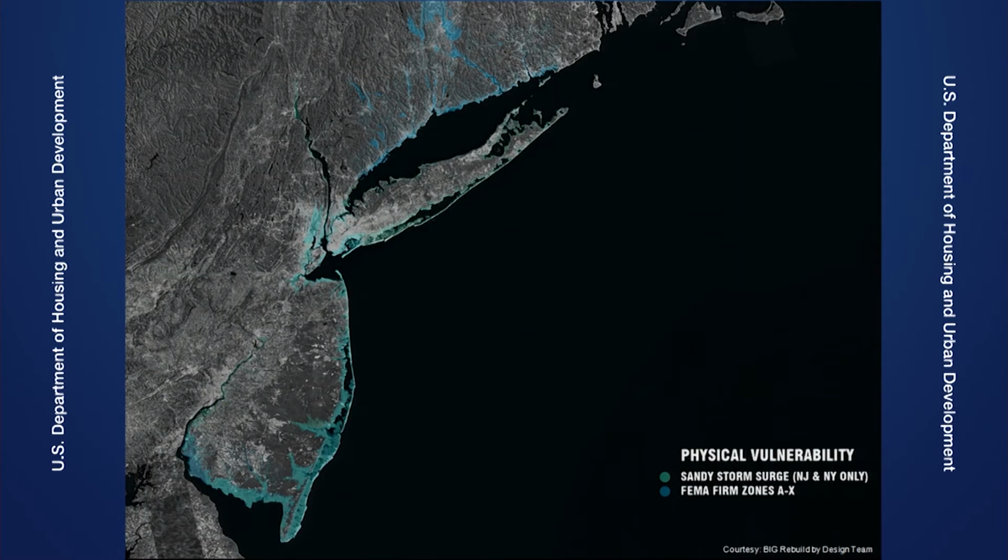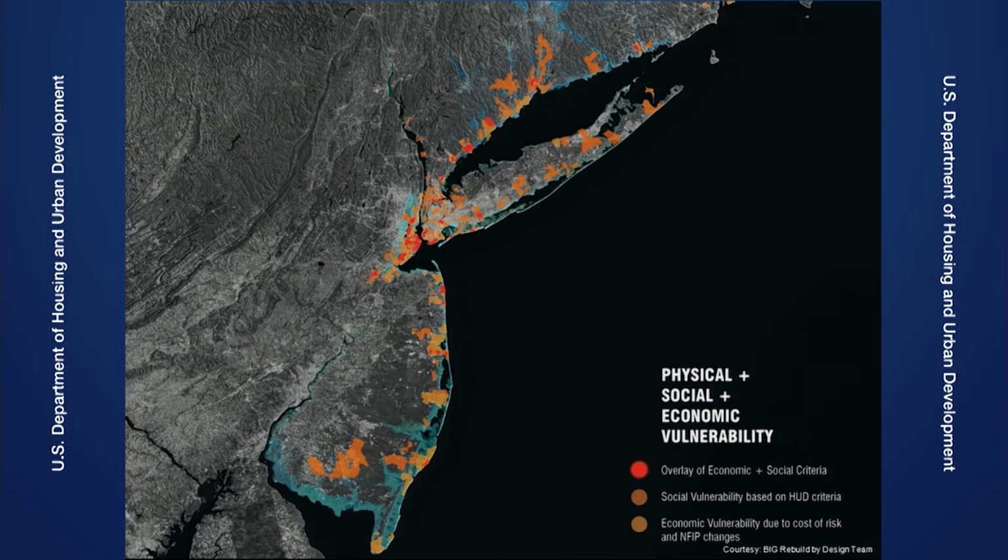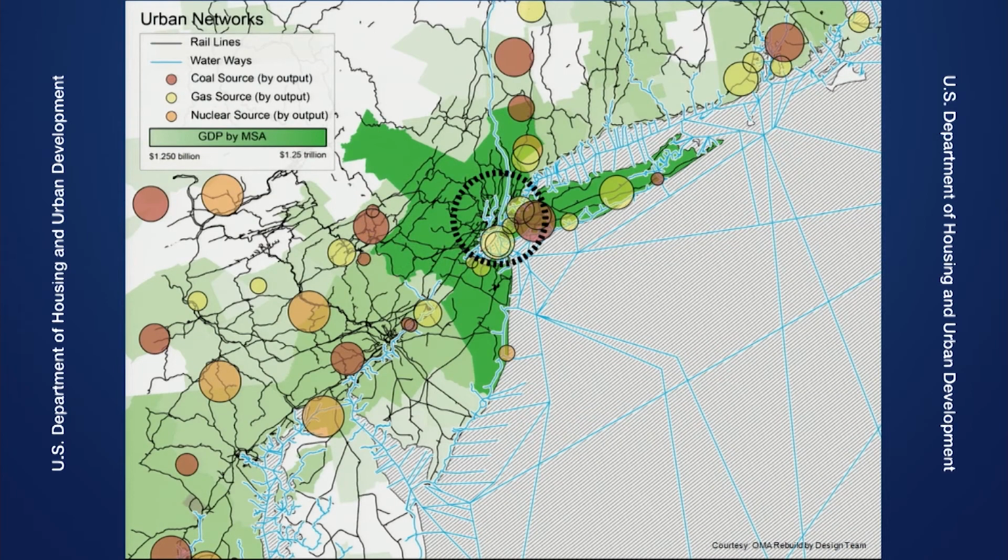So when you begin to map the physical vulnerability, such as the floodplain shown here, and you overlay that with social and economic vulnerabilities, you start to see where areas of high risk emerge. Looking at opportunities for resilience is to look at the nexus among physical, social, and economic vulnerability. These nodes of vulnerability also emerge where infrastructure networks converge.